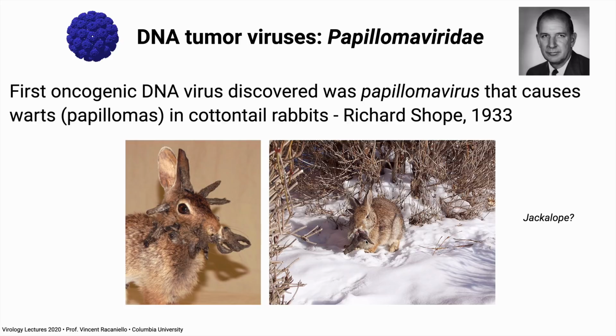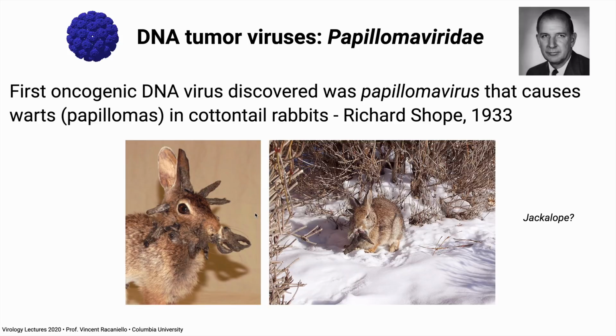These are actually harmless. They fall off, but they're caused by infection with a rabbit papillomavirus that spread from rabbit to rabbit. If you've ever heard of a jackalope, this is like a mythical creature. You can look it up, Google it, you'll find it. It's supposed to be that people see this in the woods, a combination of a jackrabbit and an antelope. Well, there's no such thing. This is all it is. They see these rabbits with these big papillomas and they think they're horns, and that's where the jackalope came from. Anyway, this is the first DNA tumor virus discovered.